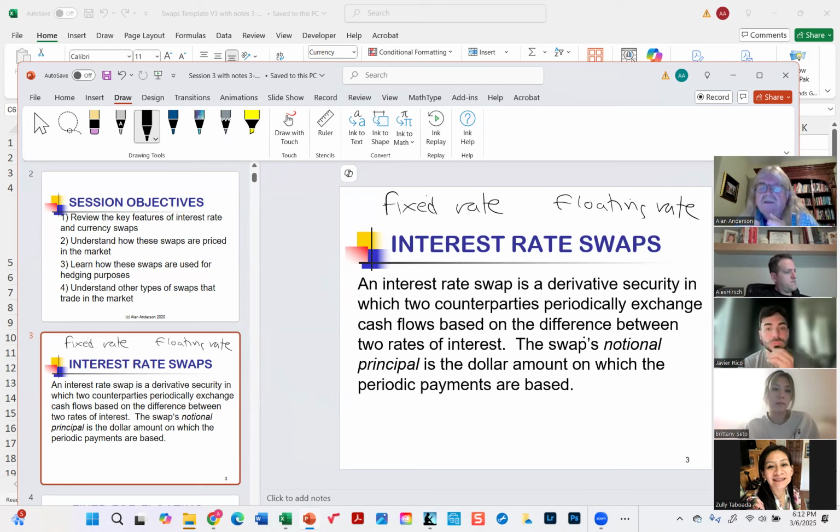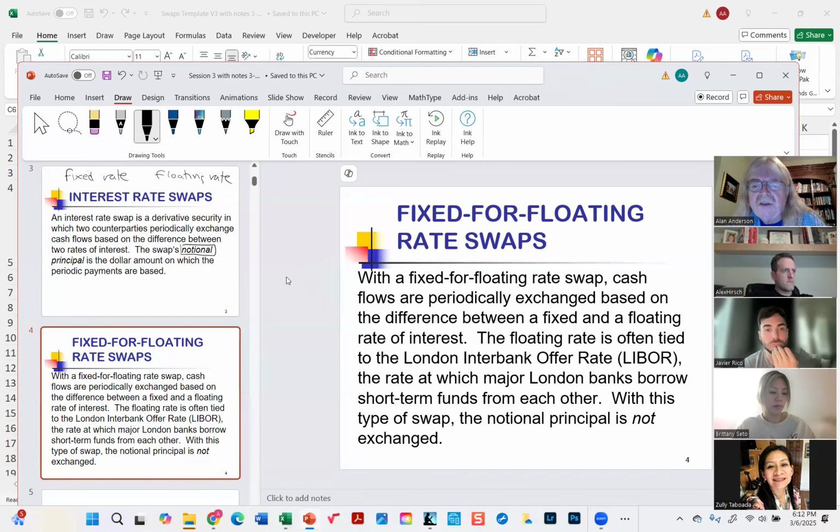So the amount of interest, the amount of principal involved is called the notional principal. Okay, so we start with this classic fixed for floating rate swap. We have to designate a fixed rate and a floating rate. The fixed rate is some constant amount, 6%, 5%, whatever the case may be.